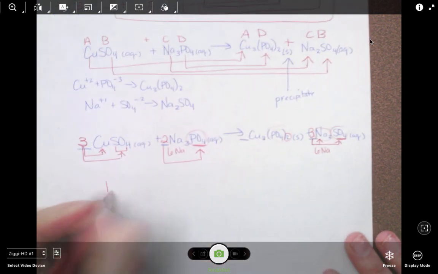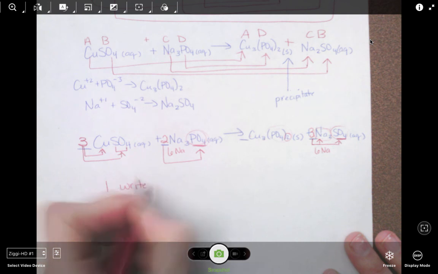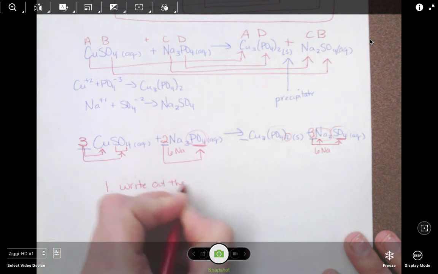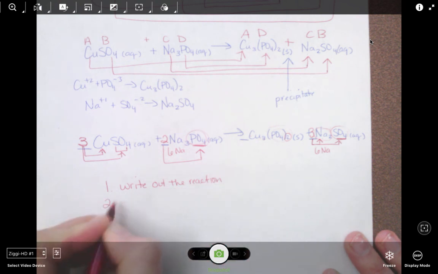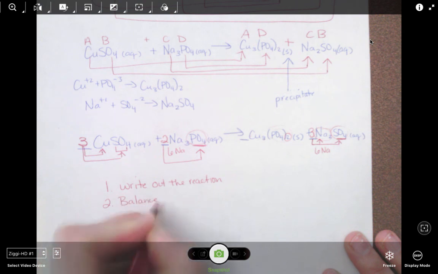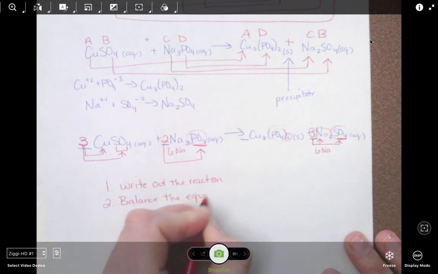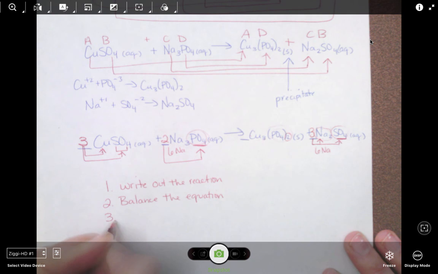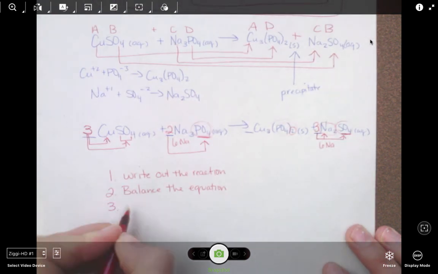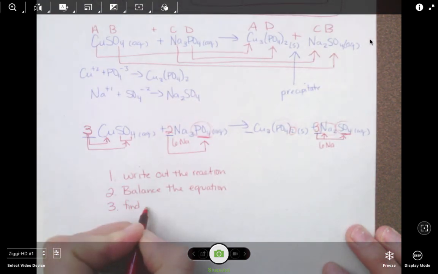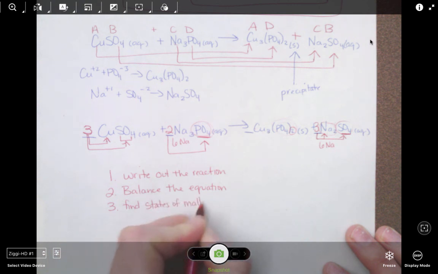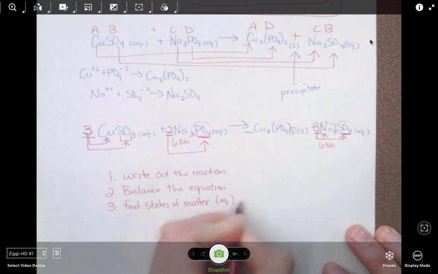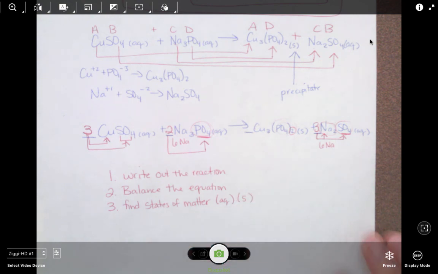So step 1, write out the reaction. Step 2, balance the equation. Step 3, find the states of matter, which is either going to be aqueous or solid if a precipitate forms.